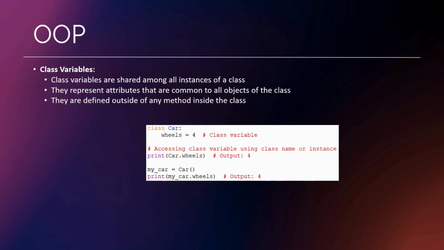Okay. So now all the objects can access this variable, but that is the same variable that is being accessed by each of them. If I change something using the first object, it will be changed for all of the objects. And they are defined outside of any method inside the class. As you can see, I haven't written them in the constructor method. I've just written it outside of that one.